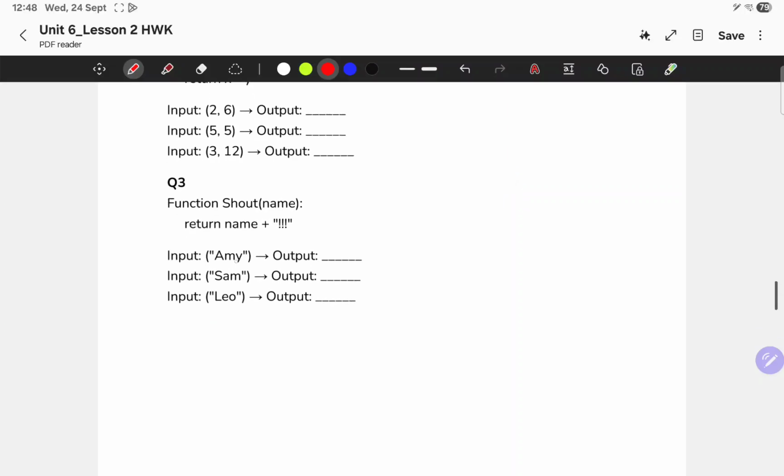And here is a little bit different. Question 3. This one's also pretty easy. We're just going to return name, which is going to be equal to Amy, Sam, or Leo, and then add some exclamation mark. So this just shows you that we don't have to use numbers for functions. We can use pretty much anything that you can apply a process to make something else, you can use a function for, which is why we used it in our Minecraft lesson too.